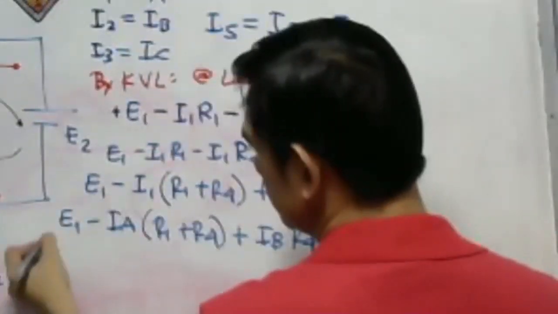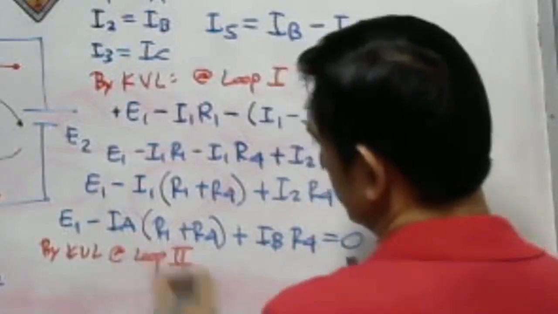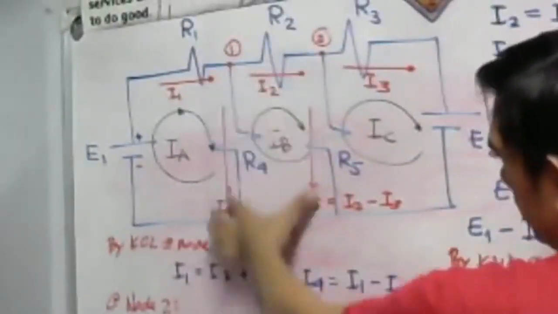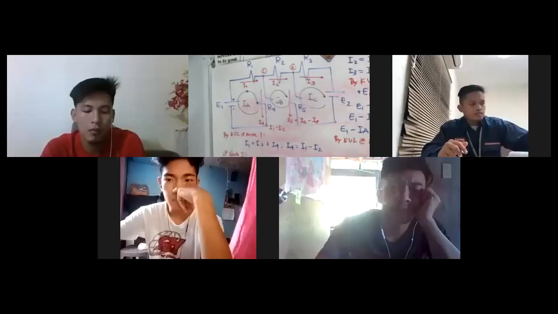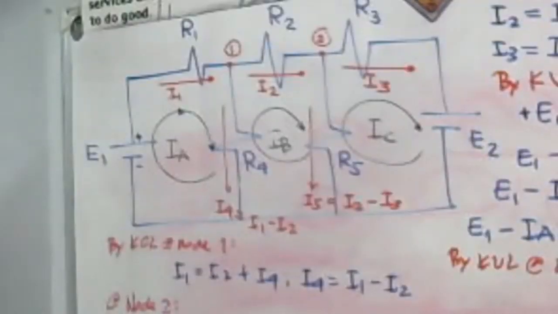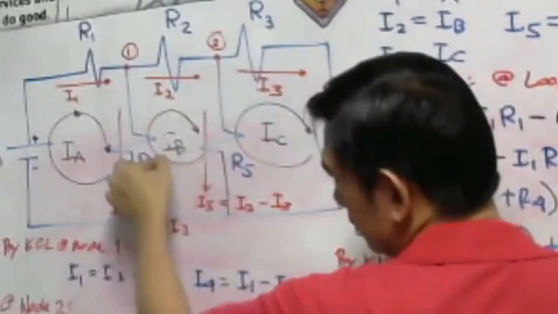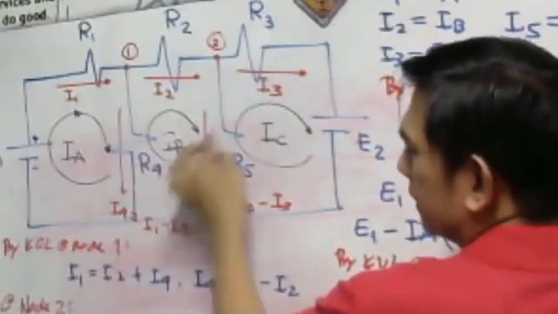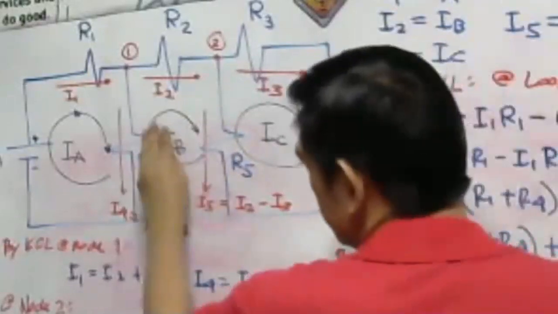Okay, by Kirchhoff's voltage law at loop 2. Take a look here at our loop 2, the second loop here. There is no voltage source here. Okay, so let us have our circuit here. This is assumed to be the circuit tracing, let's say. For the meantime, this is not yet the circulating current. This is a circuit tracing because we are using the Kirchhoff's voltage law.